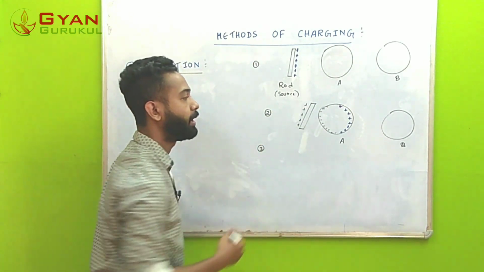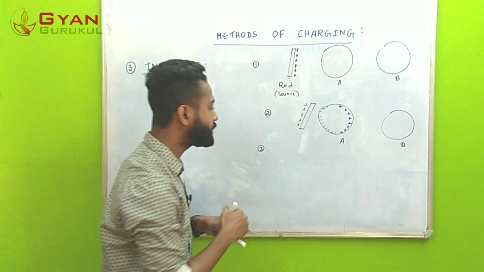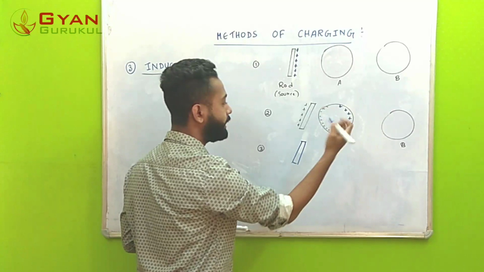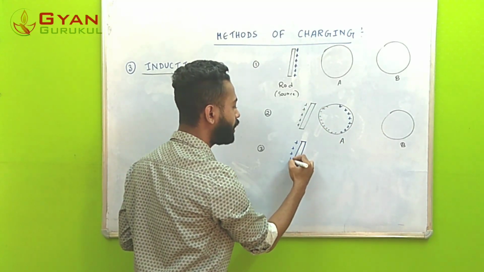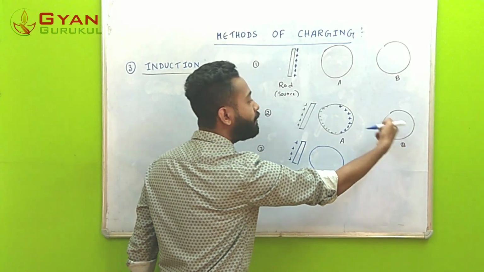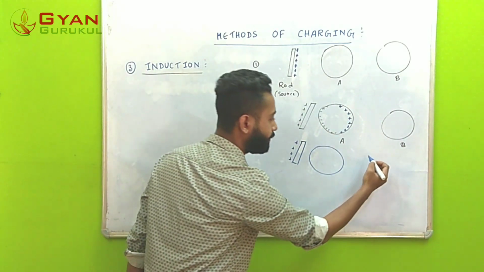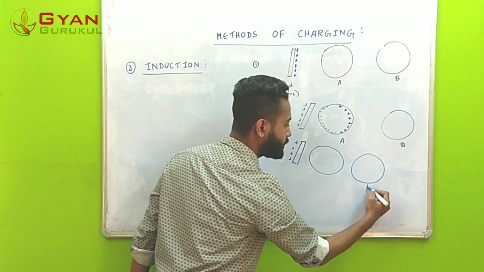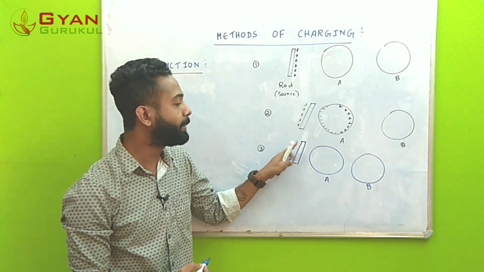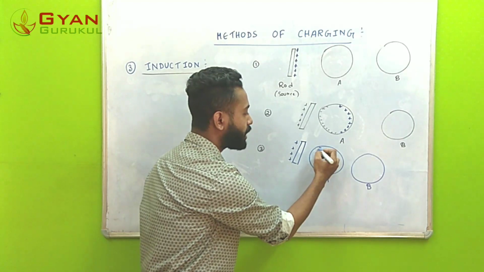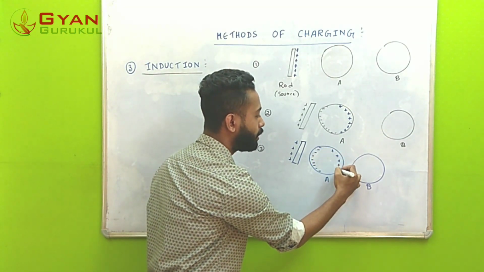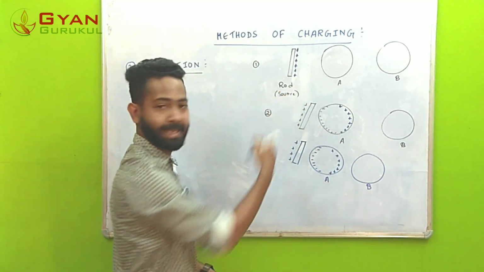Now what we are going to do is take that rod in the same place, the positively charged rod, and get conductor B very much near to conductor A, and you check out what would happen. This is conductor B here, this is conductor A here. Because of this rod being very much near to A, the charges would still get bounded, just like we studied in step 2.